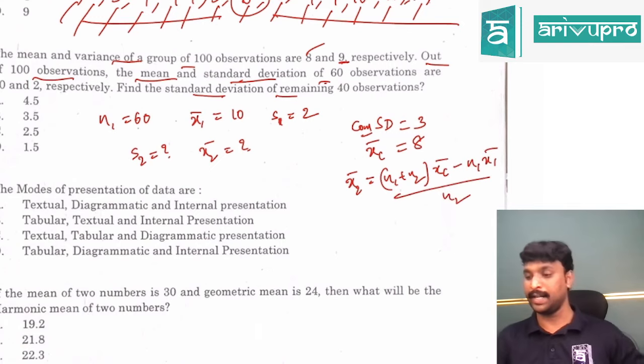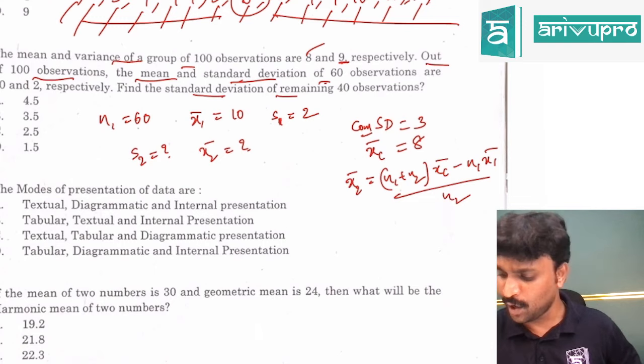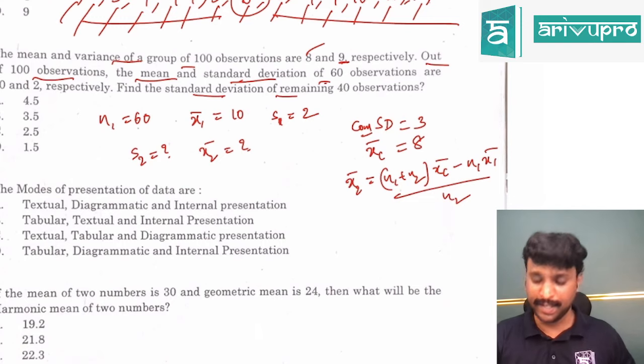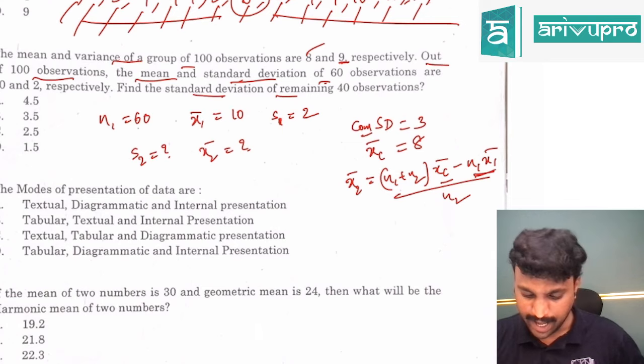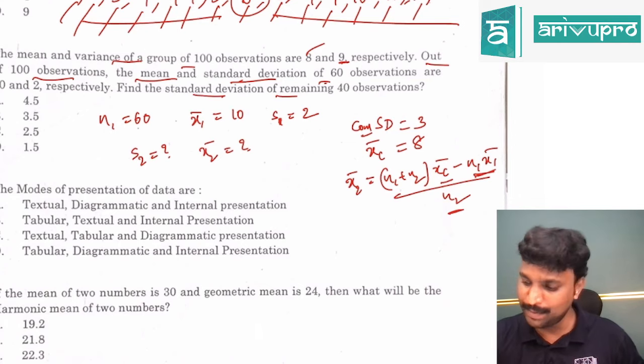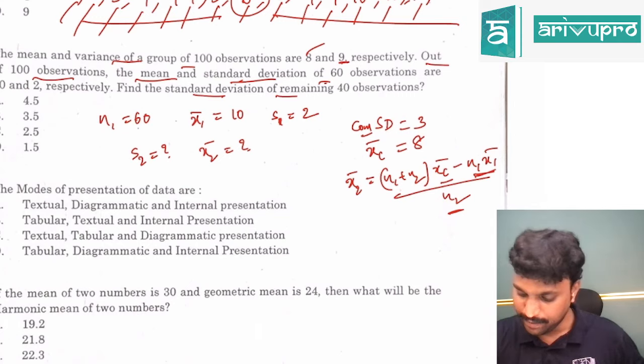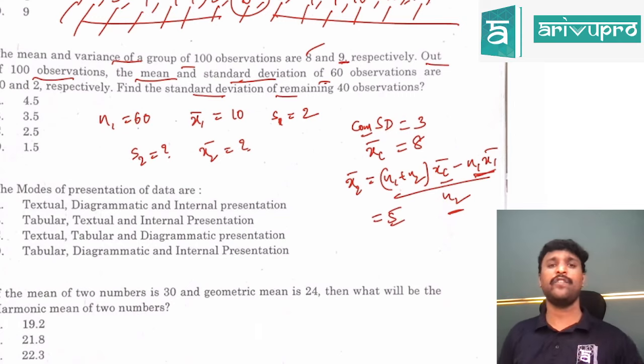I have given the shortcut in the marathon and also in the regular videos. As n1 plus n2 is 100, there are 100 observations. What do you do? 100 into xc bar, what is xc bar? 8. Press M plus. n1 into x1 bar. What is n1? n1 is 60 into x1 bar is 10. M minus MRC, divided by n2. What is n2? Remaining observations are 40 only. The answer is 5. So x2 bar is 5. Why did we find out x2 bar?